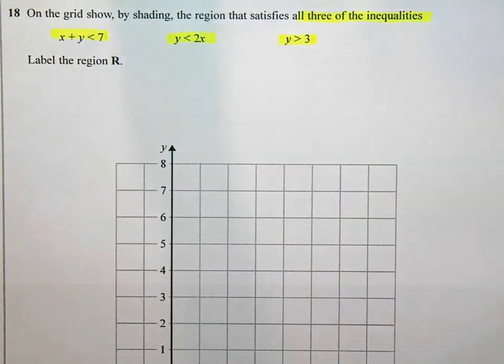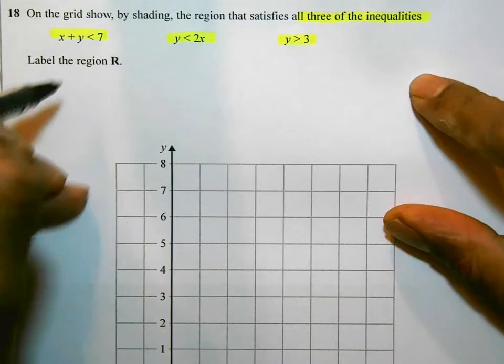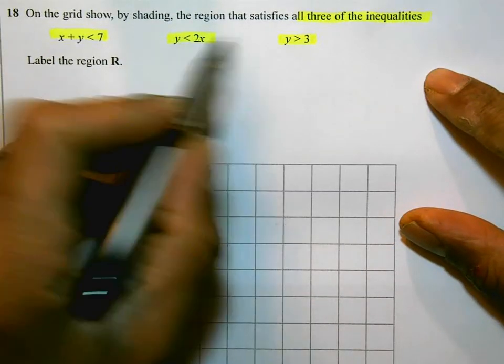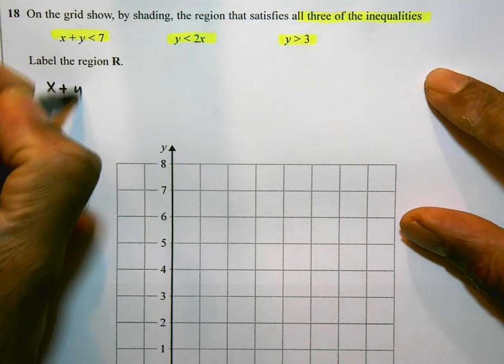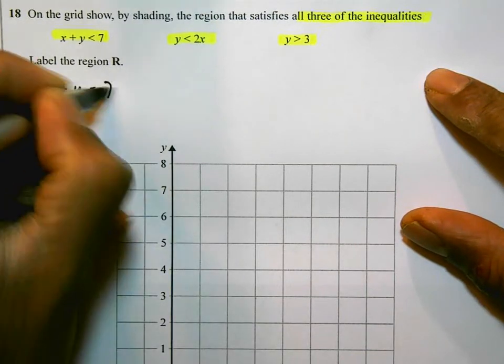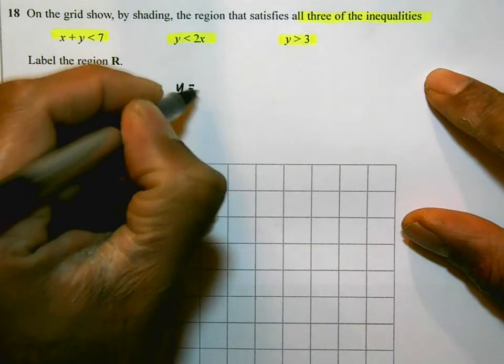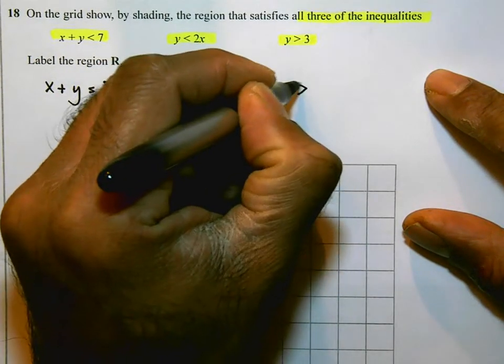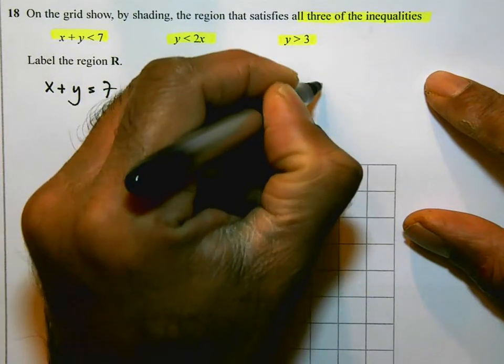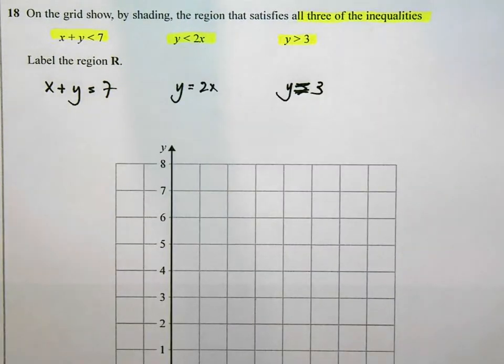Now, if you're familiar with inequalities and inequalities on graphs, you should be able to do this. However, if you're not, it may well be a bit more challenging. What we need to do is to draw these three lines. So I'm going to think about the lines x + y = 7, y = 2x, and y = 3.